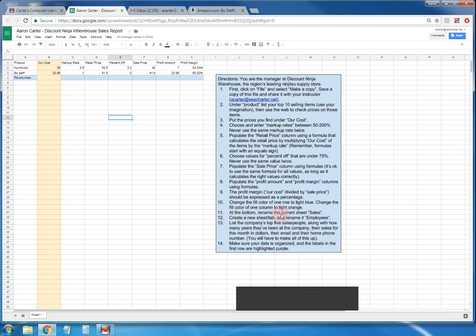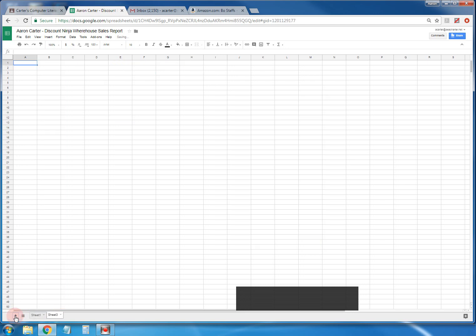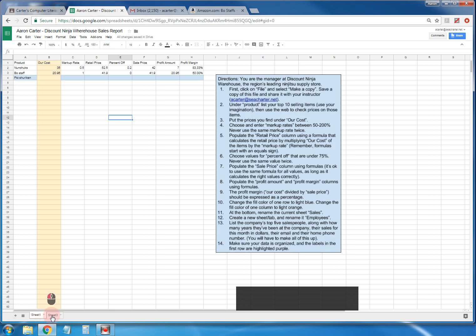At the bottom, rename the current sheet sales. So when you open this spreadsheet, it's easy to think of this as like a piece of graph paper or something. But you can actually have, like a spiral bound notebook has many pages in it, right? You can create more pages in your notebook by coming down here and adding a sheet. And now we've got 2 pages in our notebook.